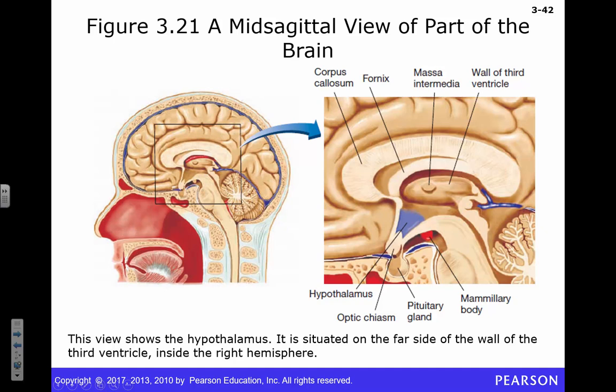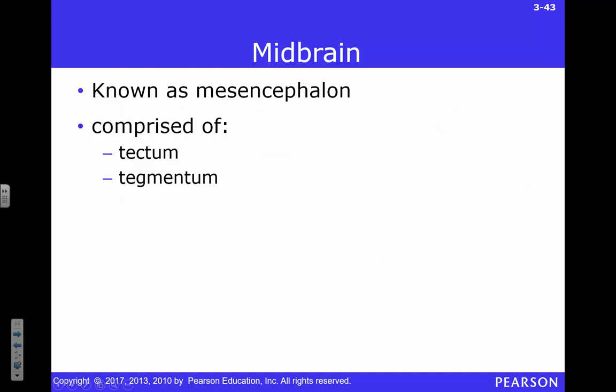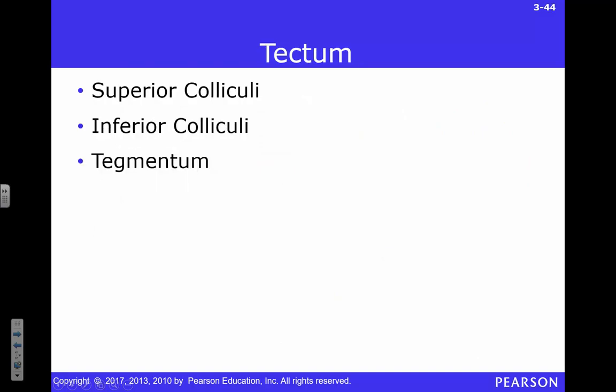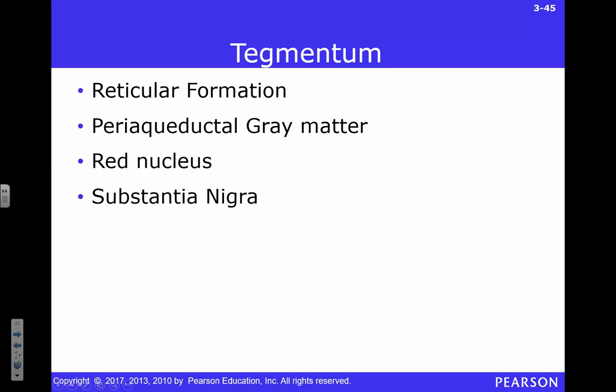Here we go. Thalamus, hypothalamus, pituitary gland, not a big deal. Don't worry about the tectum or the tegmentum. You've got this thing called the superior colliculus and inferior colliculus, not going to be too important.